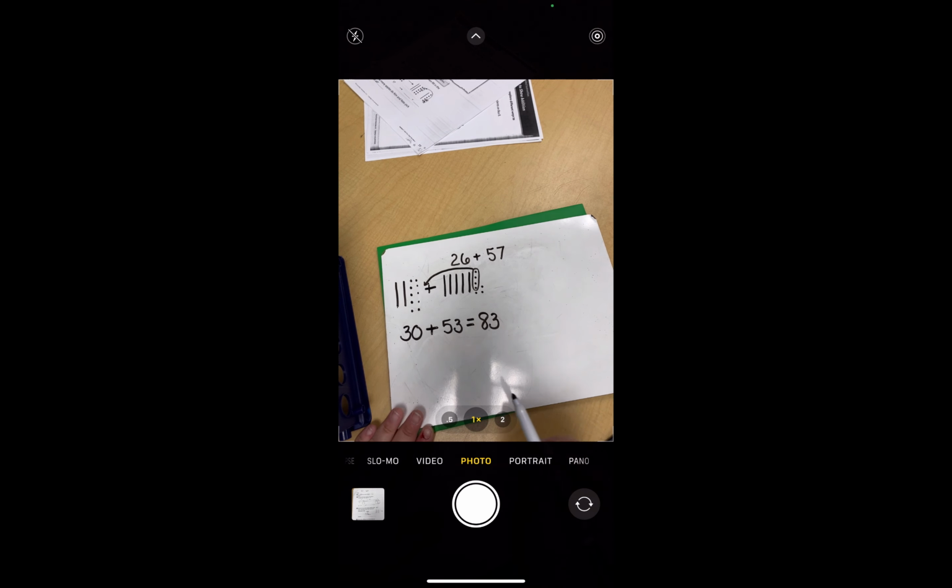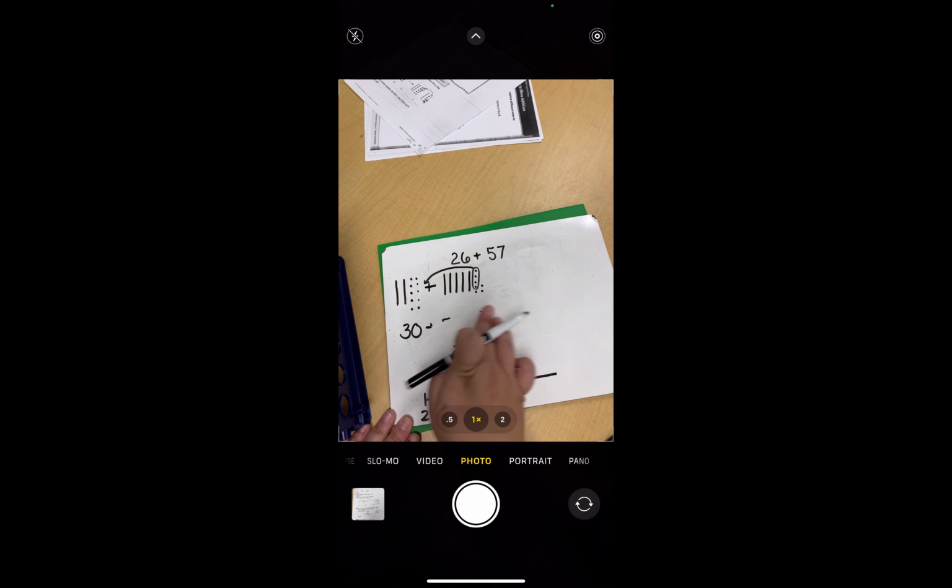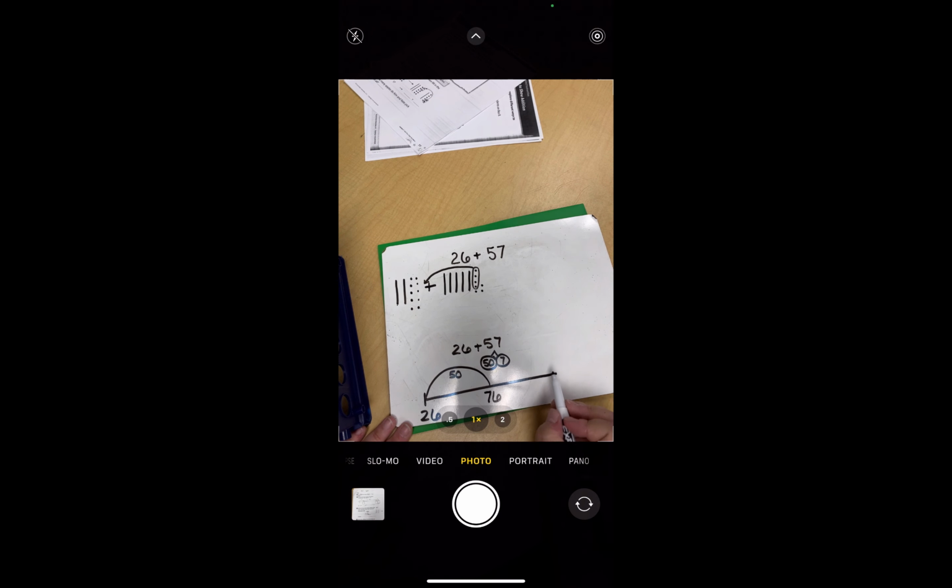You could do your number line to solve it the same way. So if I start here with 26, so 26 plus 57. If you want to break apart your 57 into 50 and 7, I'm going to jump 50 first. 26 plus 50 would give me 76. And 76 plus 7 would give me 83. So we got the same answer, but there are different ways to get there.